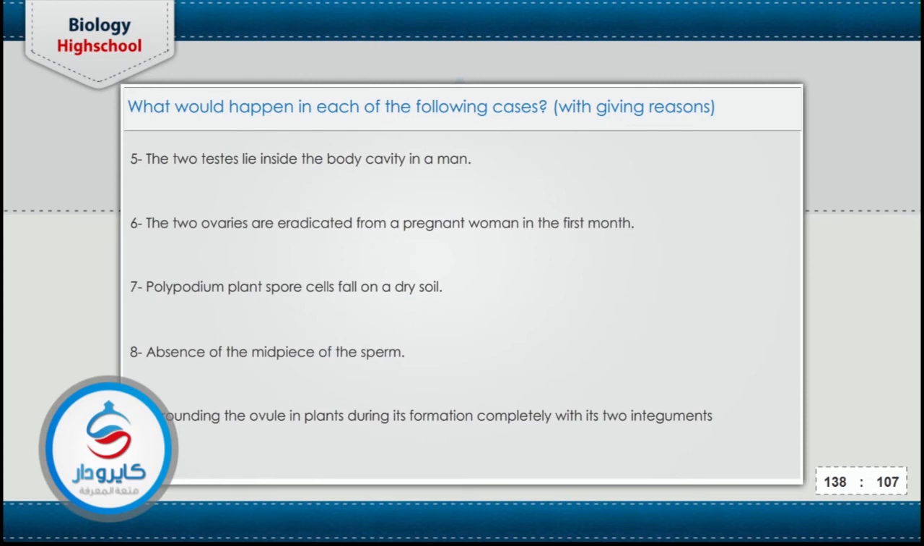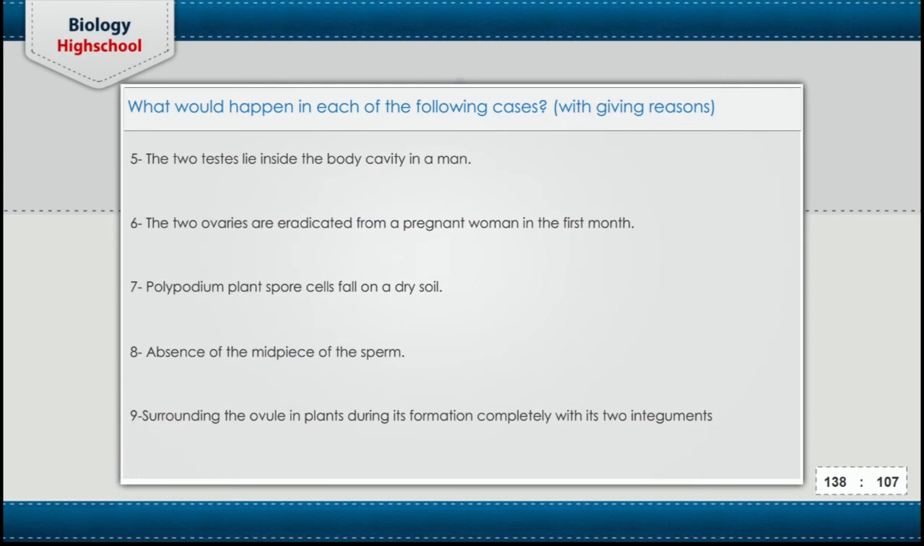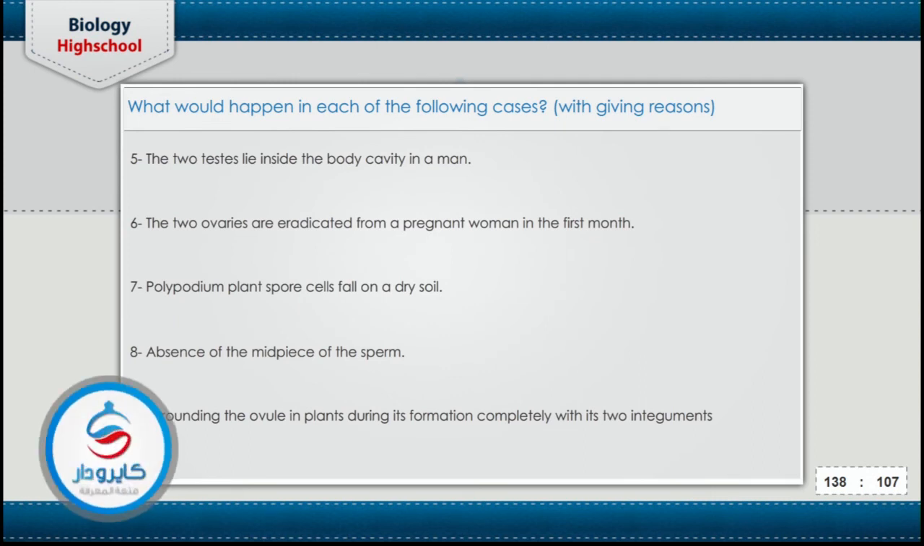What would happen if the two testes lie inside the body cavity in man? We understand that the temperature inside the body of the human being is very high, and that is not a suitable temperature to form the sperms. So if the testis stays inside the body and does not descend into the scrotal sac, where the temperature is about 34 Celsius, but inside the body about 37 Celsius, the high temperature is not suitable for the formation of sperms, so that leads to sterility, or the absence of sperms.